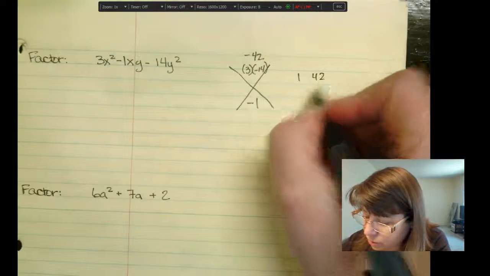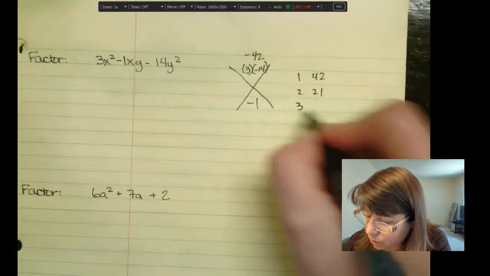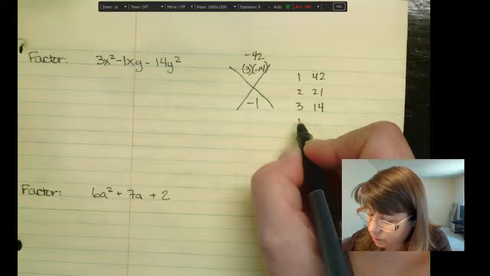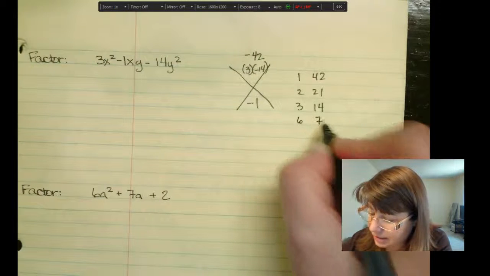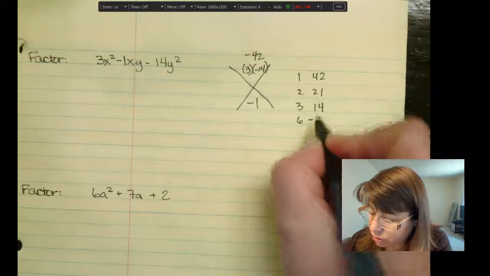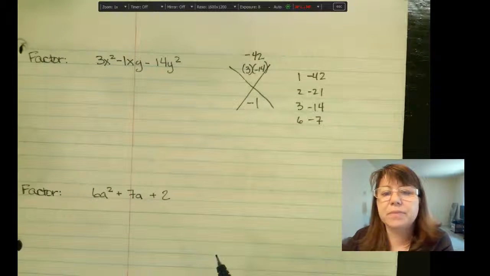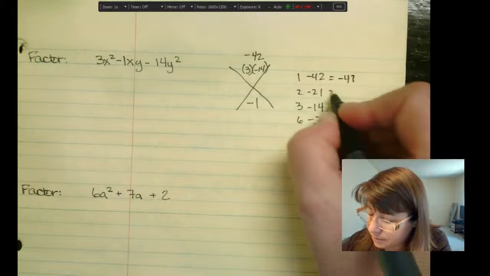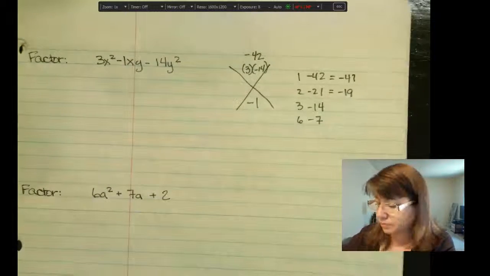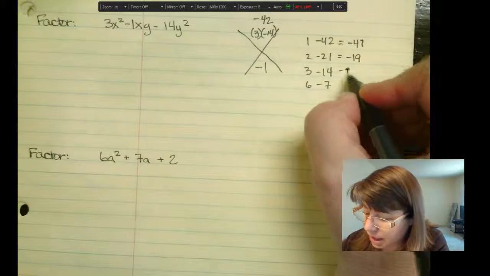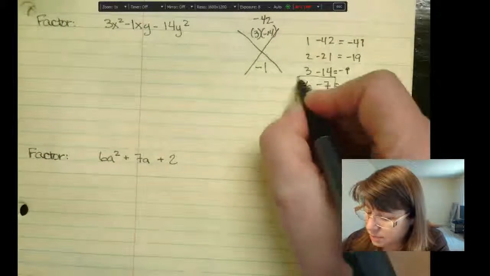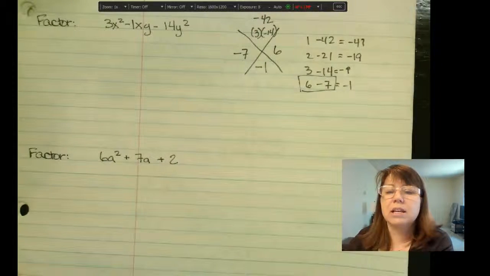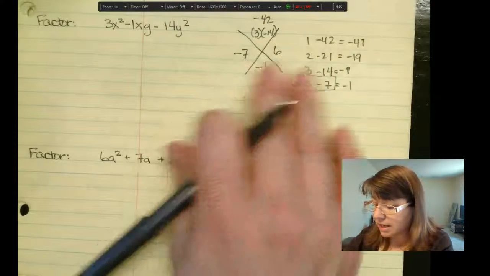1 and 42, 2 and 21, 3 and 14, 4 does not go into it, 5 does not go into it, 6 and 7, and remember the larger one this time is negative. So combine the two: negative 41, negative 19, negative 9, and a negative 1. So there is my combination, a 6 and a 7. So negative 7 and a 6. So I'm going to rewrite that middle term using negative 7 and a 6.